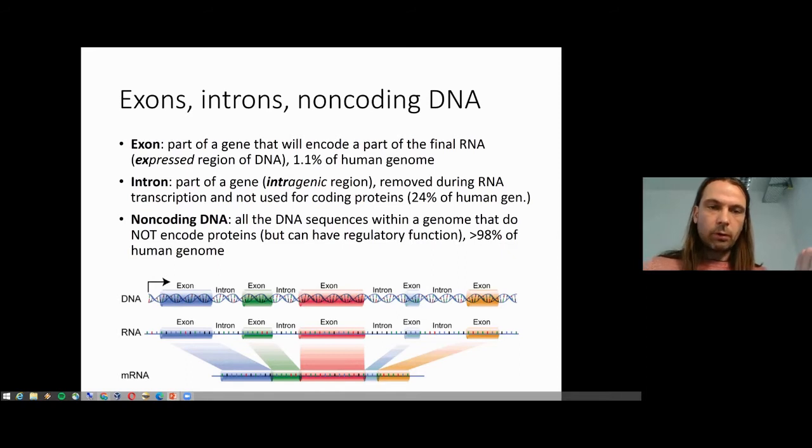Genes also include what we call introns. These are parts of a gene, of a DNA sequence, which are removed during transcription and not used for coding proteins. So 24% of the genome is made up of introns, so of material which is not used. And in addition to these introns, there are also intergenic regions on the genome, which we call non-coding DNA. So there's a lot of DNA which is not used as genes to make proteins.